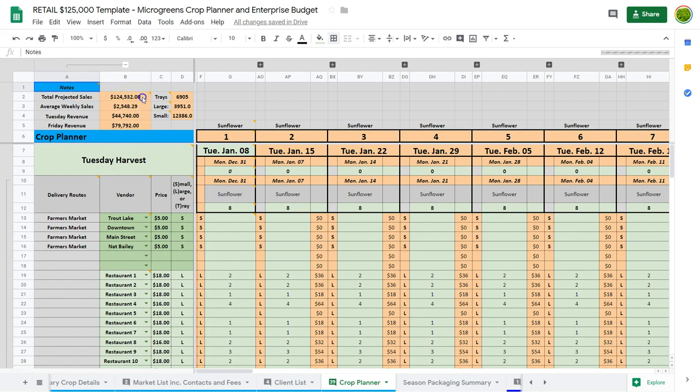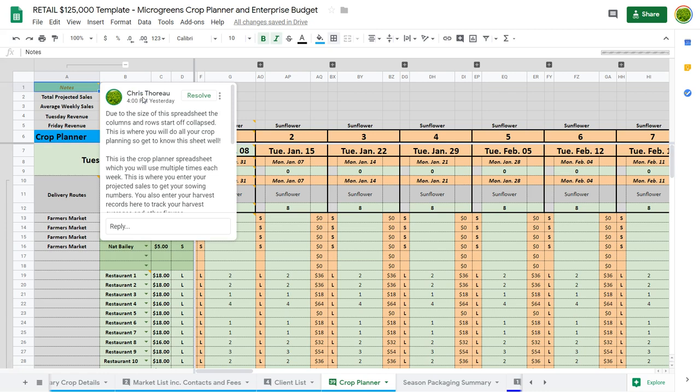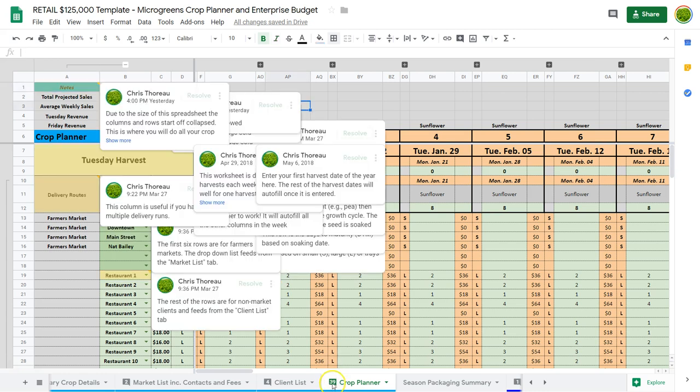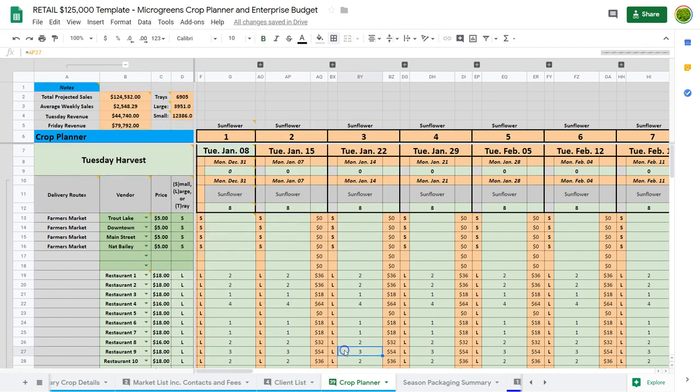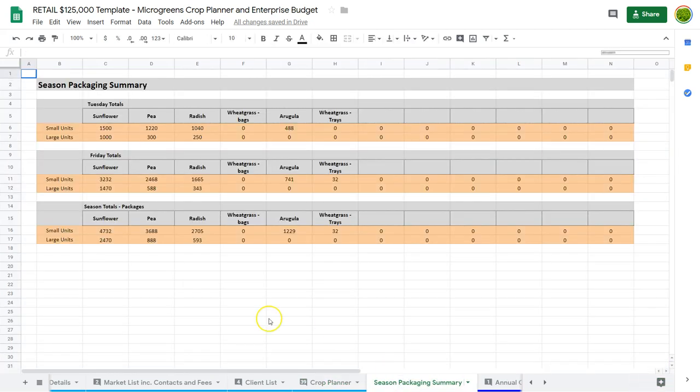And when Google isn't having trouble doing calculations, you can see that the comments come up here and they give you little tips as you go along. So this crop planner spreadsheet, if you look down here, has 39 comments in it, so quite a bit. And there are just little things there that hopefully help you find your way along. So I'm not going to spend too much time on this because it gets daunting. Just going to move on to our season packaging summary.